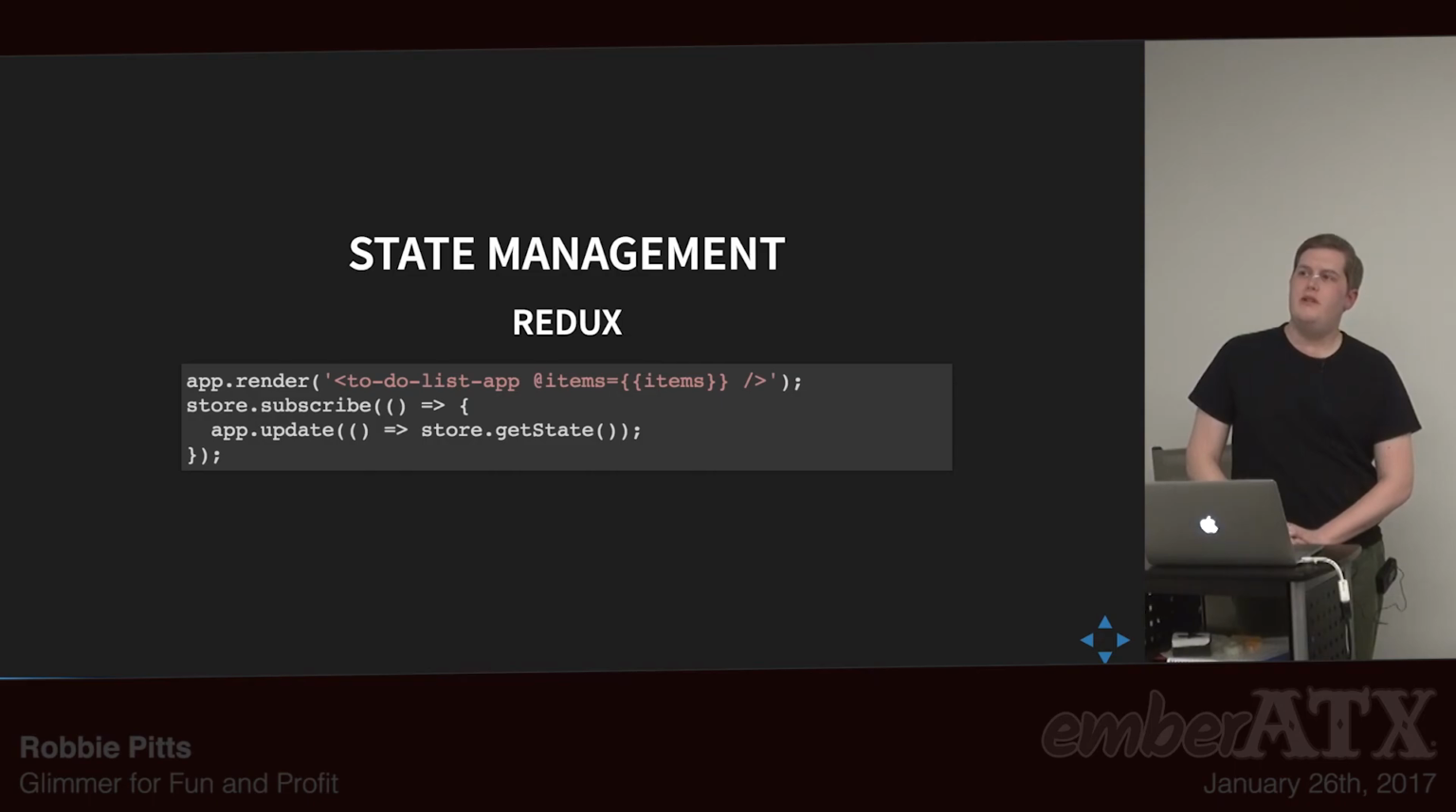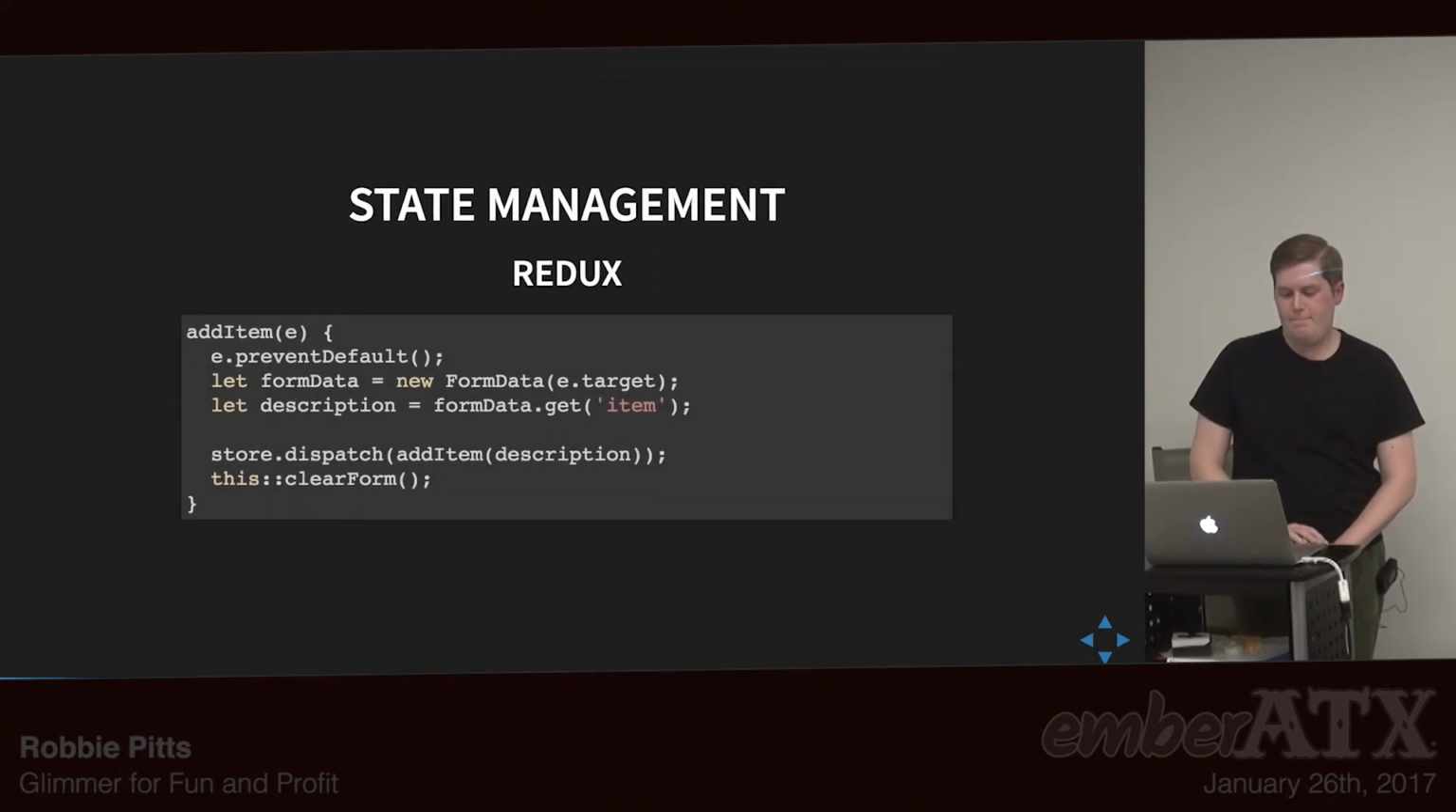And then this is our entry point. We render our app with this top level component, to-do list app, and we're giving it items that are coming from Redux. And now we're subscribing to the store and updating the app whenever we get new state. Super simple. And here's a method from a component class. We do the normal prevent default stuff, parse the form, and dispatch an action.